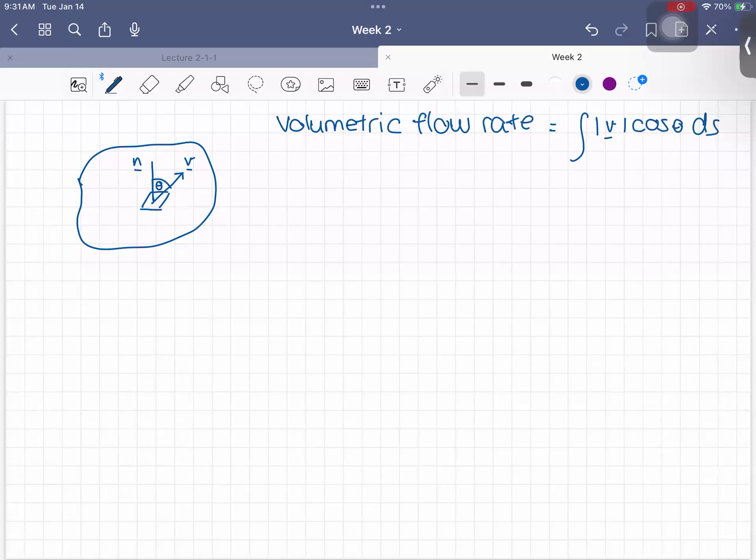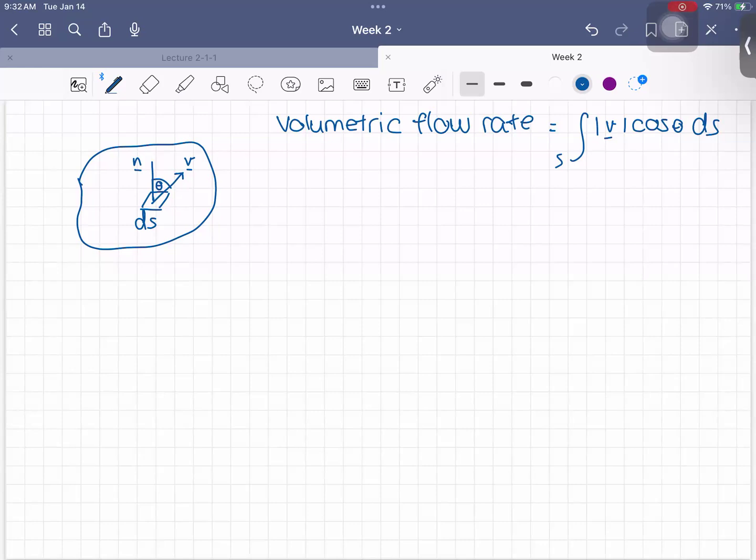S is the area of the small area that I showed you, okay? So dS is the small area here. And if I integrate v cosine theta dS, it's equal to the volumetric flow rate, right? But you know that velocity is a vector. But is volumetric flow rate a scalar or a vector? Scalar, right?